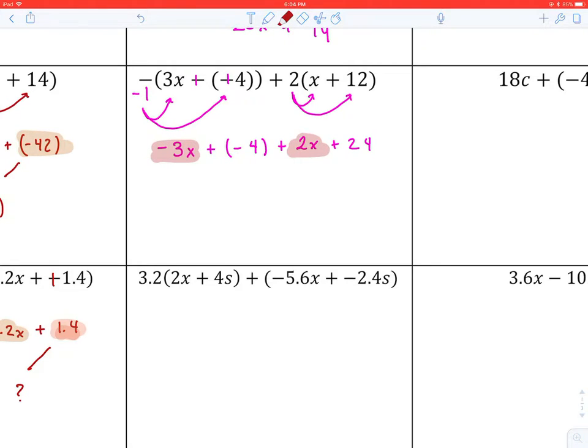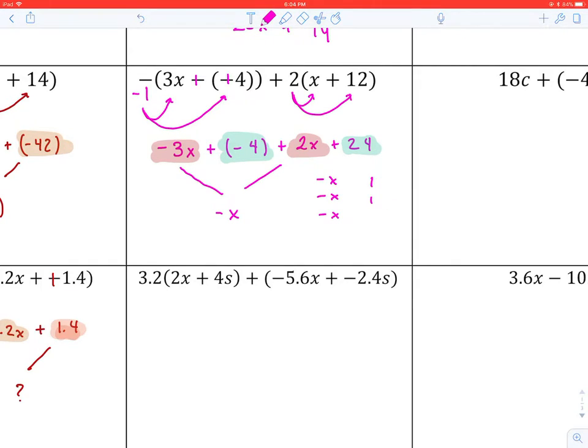Following that, we're going to add our like terms. So that's the negative 3x and the 2x, and then the negative 4 and the 24. The negative 3x plus the 2x is going to give me a negative x because we have 3 negative x's and 2 positive x's.